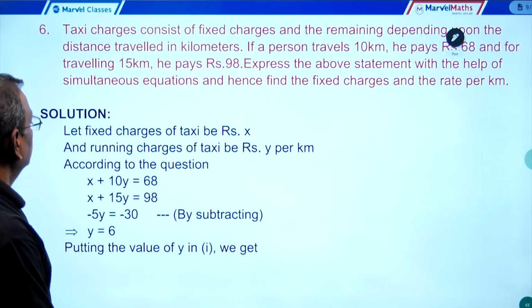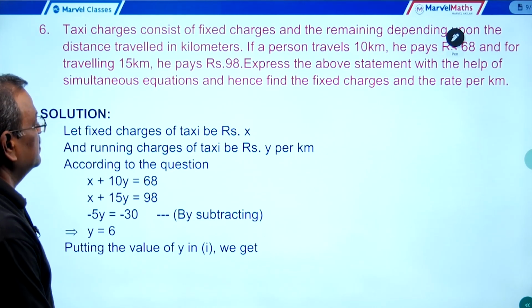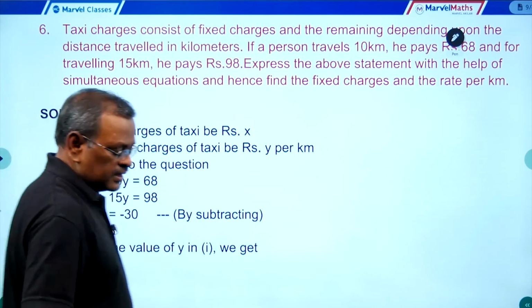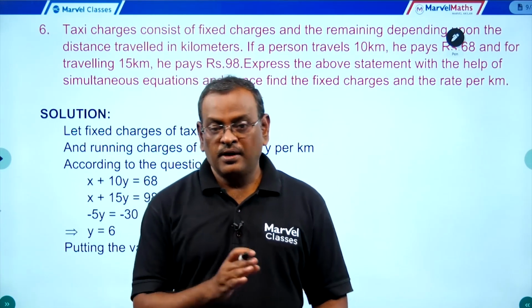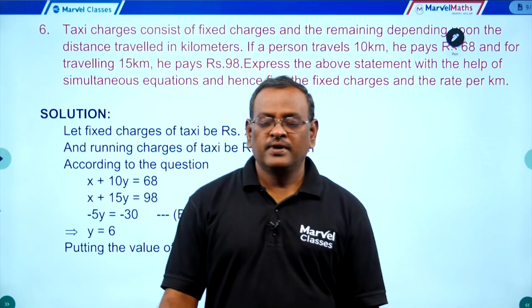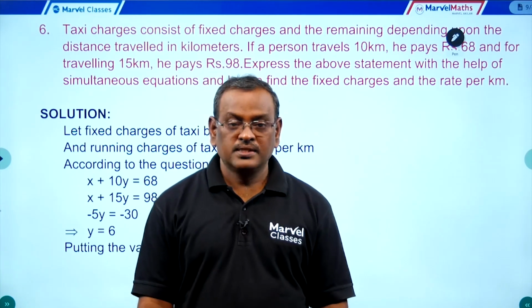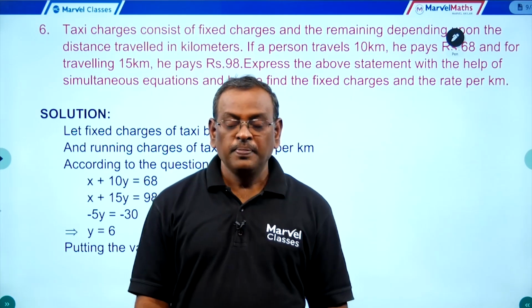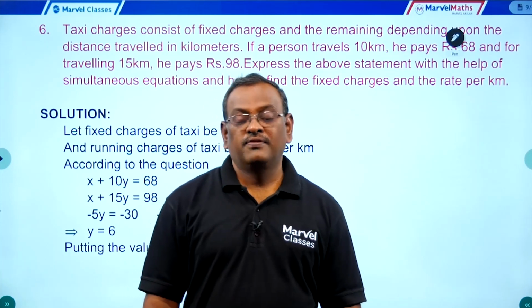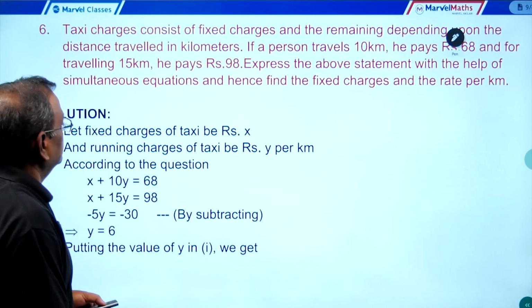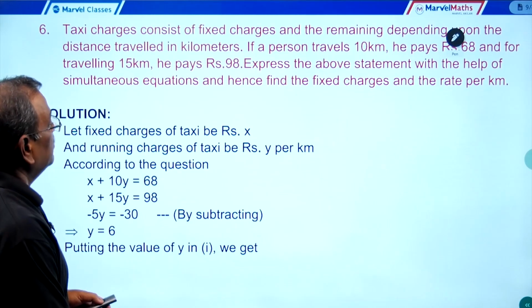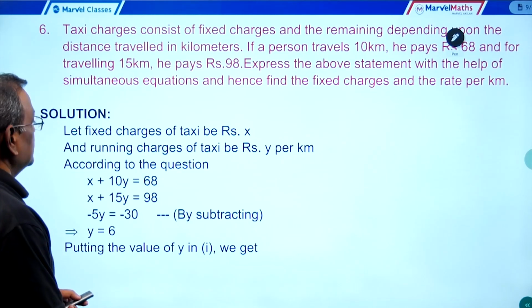A taxi charge just consists of a fixed charge. There are two important types of question in word problems: fixed cost and varying cost. In this you have two different working rules. For example, hostel rent and food charge is one type, and a lending library with fine is another type. So this is the first type. A taxi charge consists of a fixed charge, and the remaining depends upon the distance travelled in kilometers.